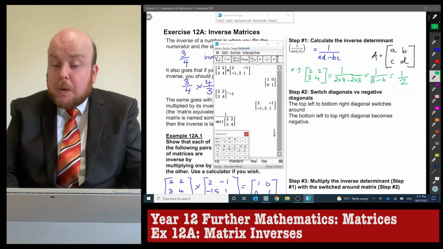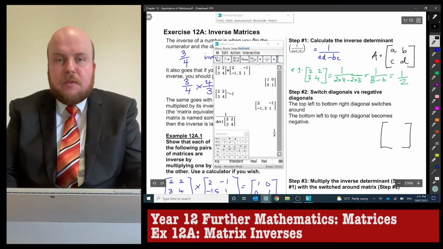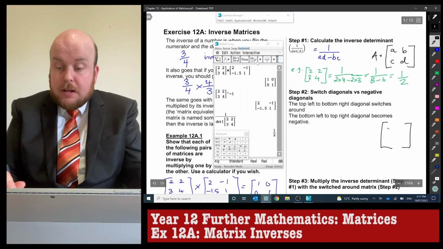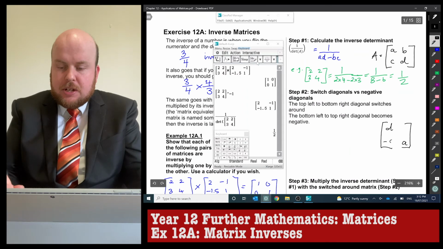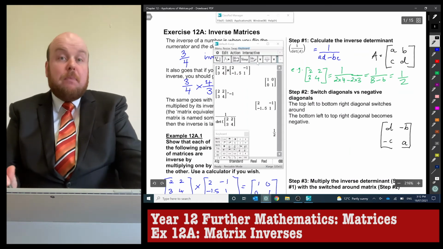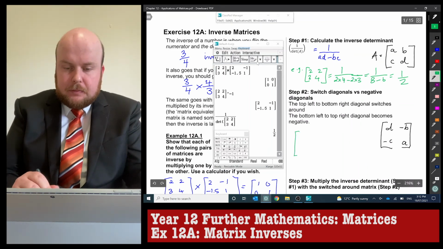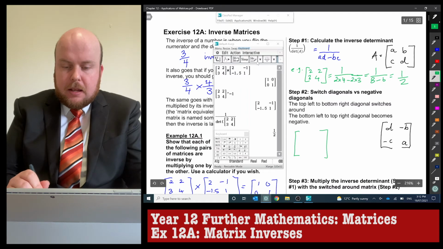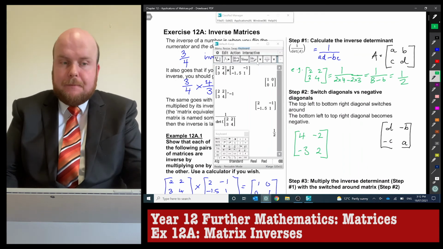The next step is to switch the diagonals versus negative diagonals. So step 2, if I've got my matrix A, as I did before, A, B, C, D, what I need to do is swap the top left and bottom right corners around, and then put negative signs on the bottom left-hand corner and on the top right-hand corner. So for example, our original matrix, that 2, 2, 3, 4, would become 4 and 2, then negative 3 and negative 2. That's what I would need to write there.